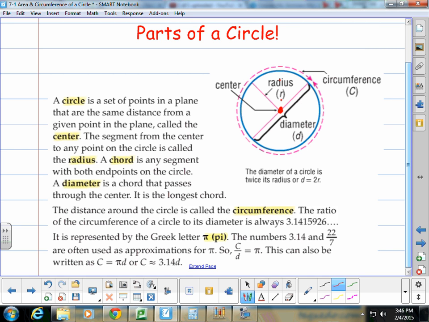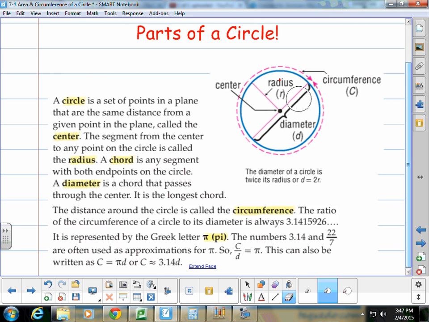A chord is any segment with both endpoints on the circle. So a chord could be here from end to end, or it could be here from end to end. That we won't use as much in our language, but we will use diameter. Diameter is a chord, but it's the chord that passes through the center. So your diameter has to go through the center. It can't be a short length like that. It will go all the way through the center, as noted here by this pink line.